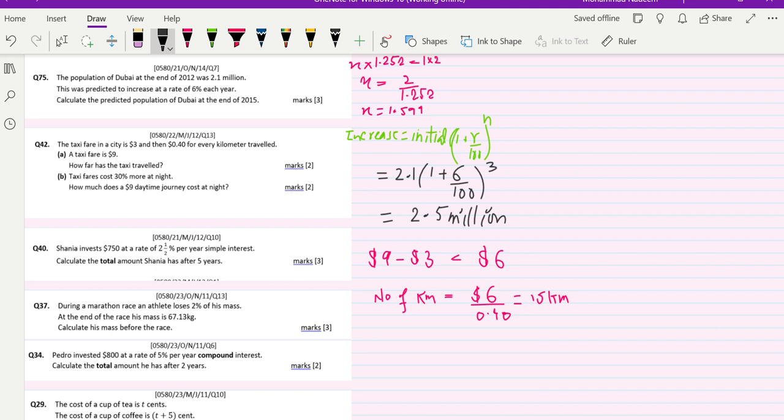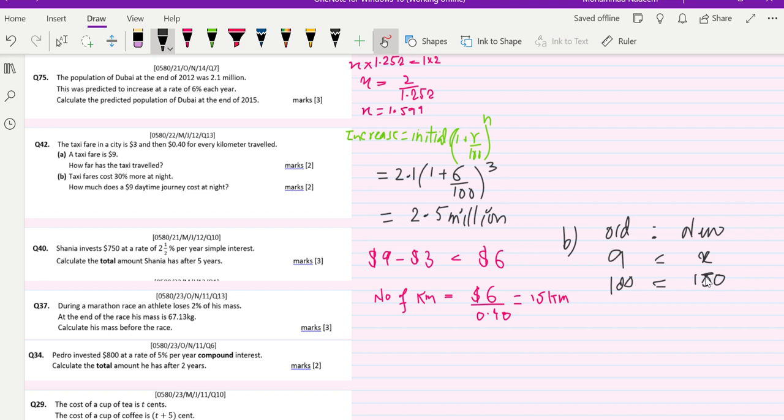Part B of the same question. Old ratio new. So I will write old ratio new. So the old value at daytime is $9. New value we don't know at night. Let's suppose it is X. Old percentage is always fixed, that is 100%. And at night it is increased by 30%. So whenever you have an increased question, add that percentage in the 100. So 100 plus 30 will give us 130.